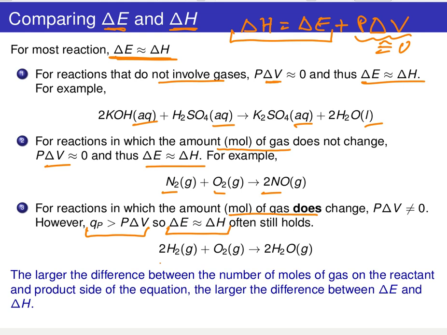Even, for example, in this reaction where you have 3 moles of gas on the reactant side and 2 moles on the product side. But you can keep in mind then, as we predict from the equation, that the larger the difference between the number of moles of gas on the reactant and product side of the equation, the larger the difference between delta E and delta H.